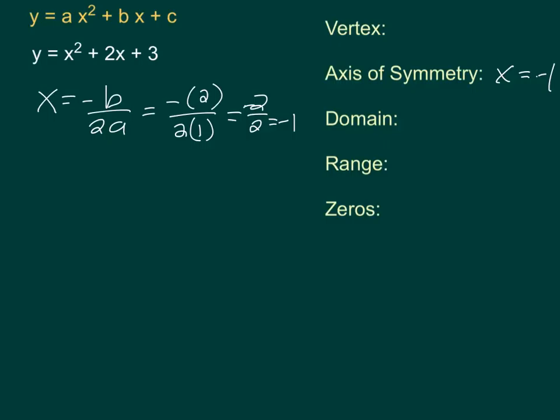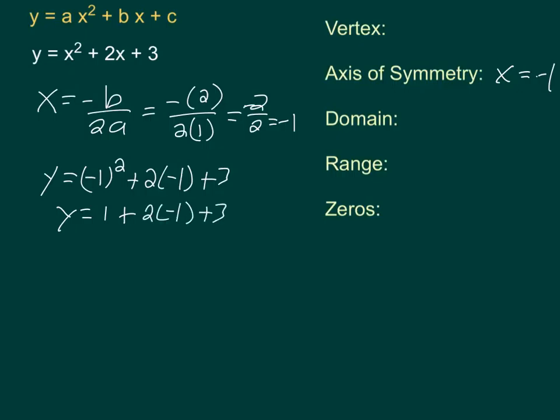Now in order to find the vertex, I'm actually going to put that value of negative 1 into my equation. So I'm going to have y equals negative 1 squared plus 2 times negative 1 plus 3. Negative 1 squared is 1, plus 2 times negative 1 plus 3. Now I'll do the multiplication.